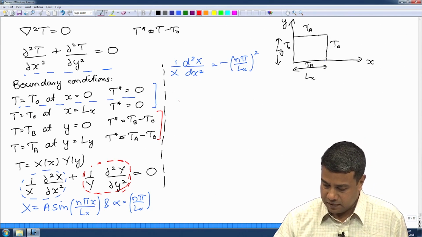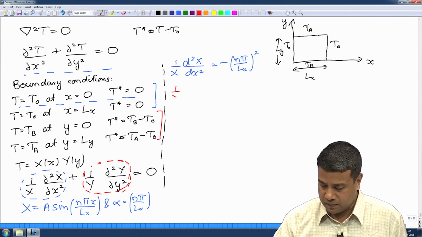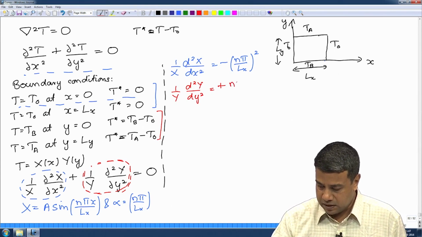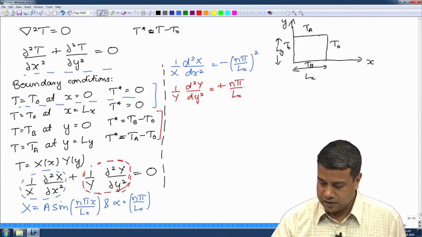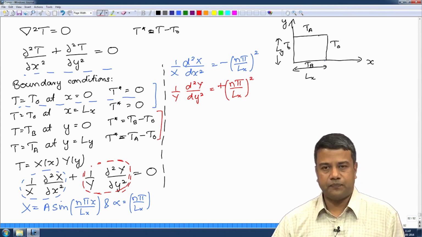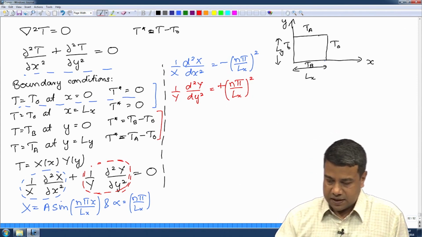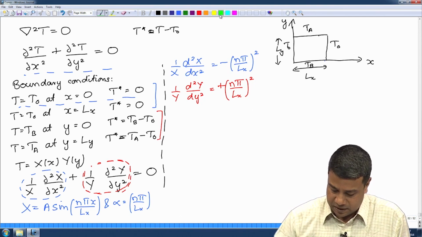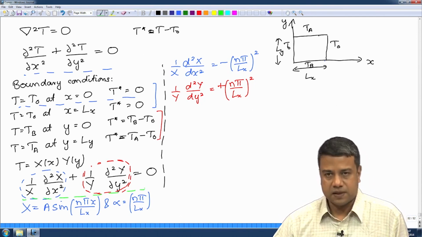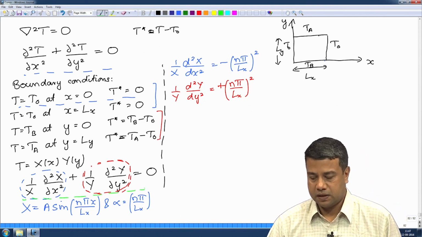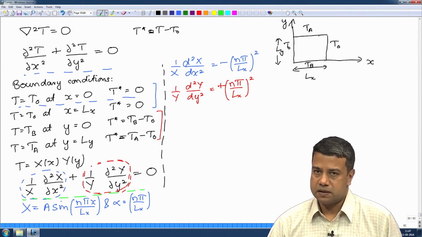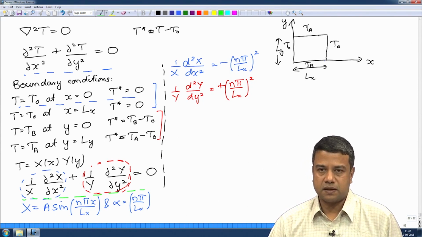Therefore, the equation for Y will be of the form 1 by Y d squared Y by dy squared is equal to plus (n pi by Lx) the whole squared, so that it satisfies the conservation equation that the sum of these two terms has to be equal to 0. Recall that the y direction is the inhomogeneous direction.